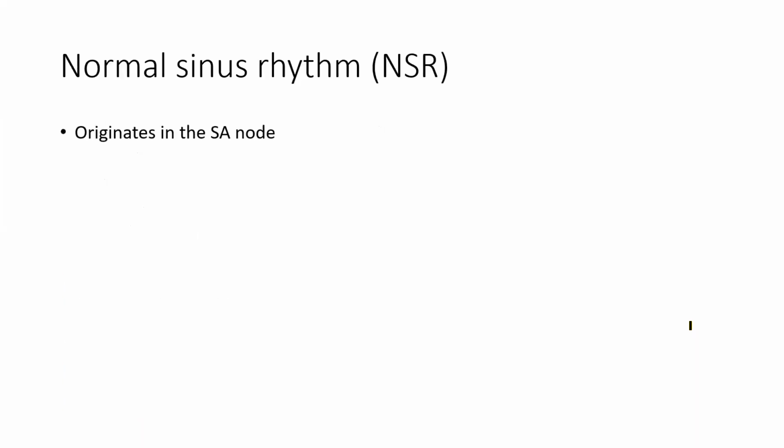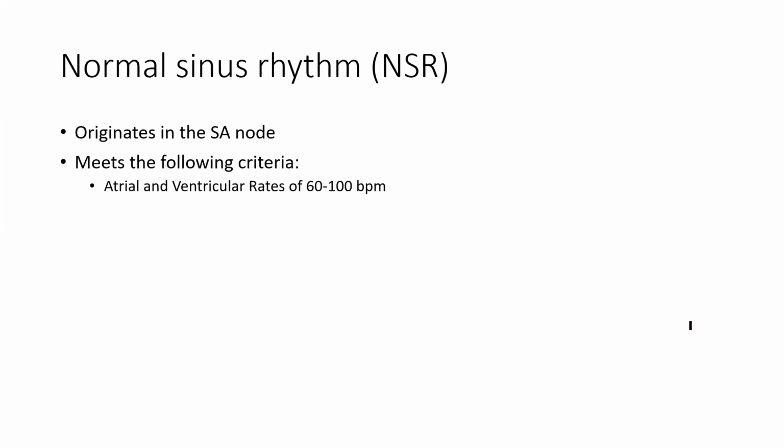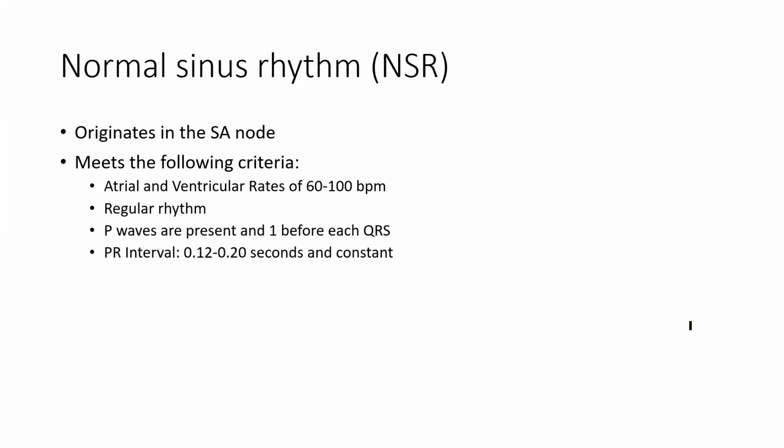So let's take a look at normal sinus rhythm. This is kind of on the downside of what I want to talk about today. But normal sinus rhythm, again, originates in that sinoatrial node. It has to meet the following criteria. Number one, the atrial and ventricular rates both have to be between 60 and 100 beats per minute. It has to be regular. There has to be a P wave present. I call them pretty present and punctual because they are present. They are on time before each QRS complex. The PR interval should be between that time frame and constant throughout the strip. And the QRS duration, again, is normal and consistent throughout the strip.